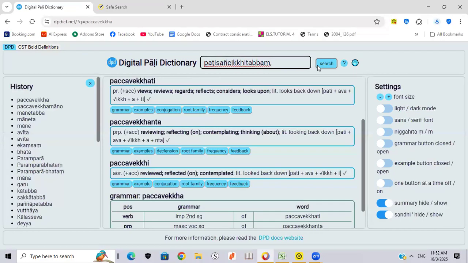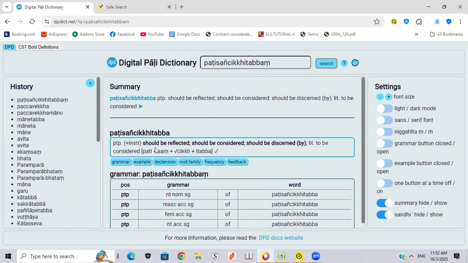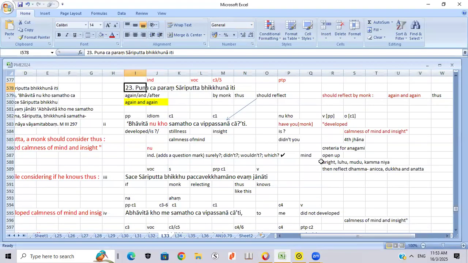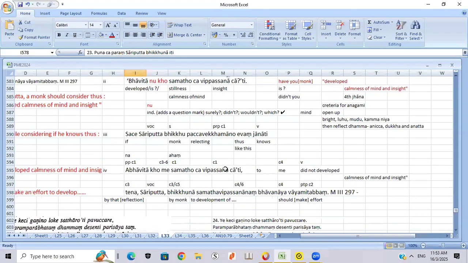This word, paccavekkhitabbam, means should be reflected, also consider. The word here, should listen. It means you want to know, you want to understand. This is the breakthrough. Around here, the breakthrough will happen. So we move to the next line.